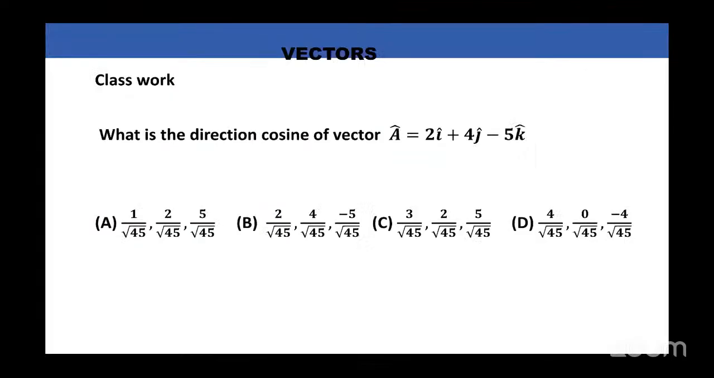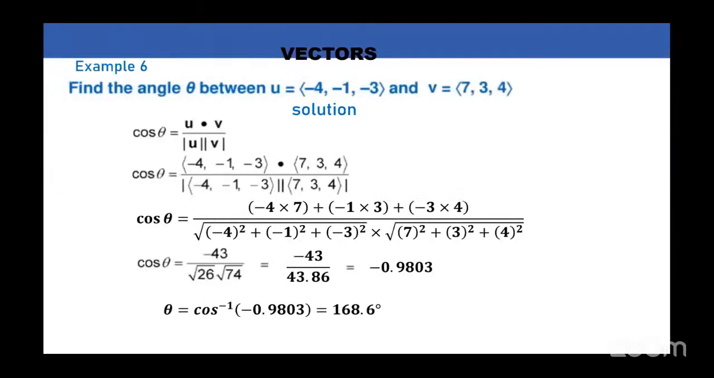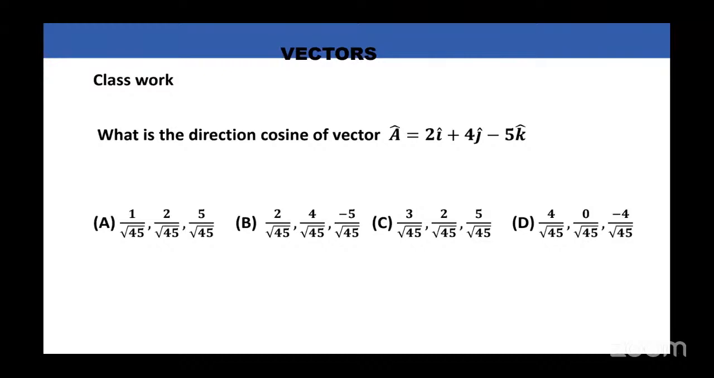Okay, let's continue. So here we are given a question. What is the direction cosine of vector A, which is equal to 2i plus 4j minus 5k?